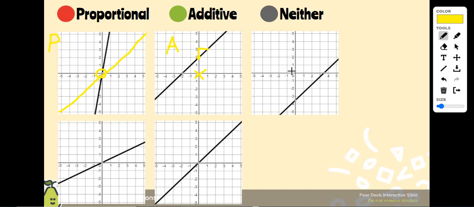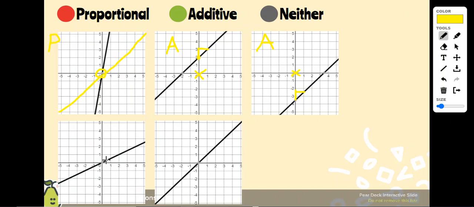Next one, not through the origin. Looks like the y-intercept is between -3 and -4. That's okay. It can have a -3.5 y-intercept. That'd be fine. But it does look like it has a slope of 1. It's a little hard to tell, but if you try to go up 1 and over 1 with an estimation, you can see it's almost certainly a slope of 1. So this would be an additive relationship as well.